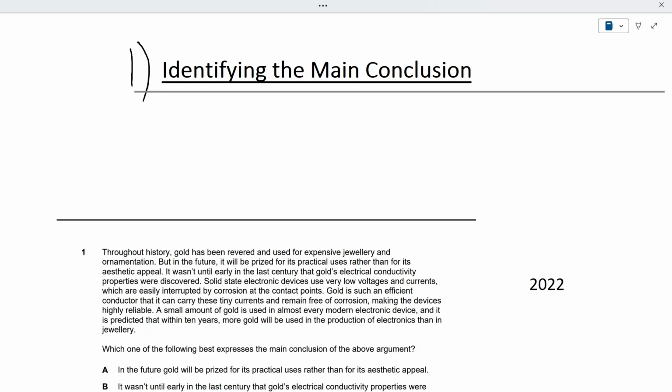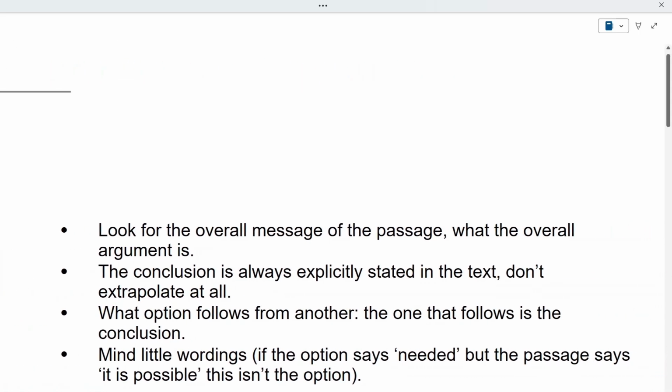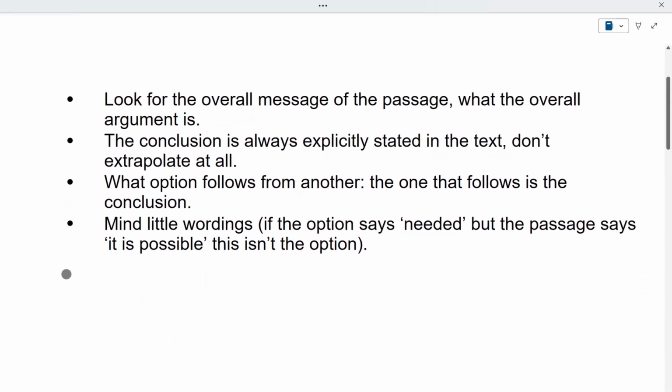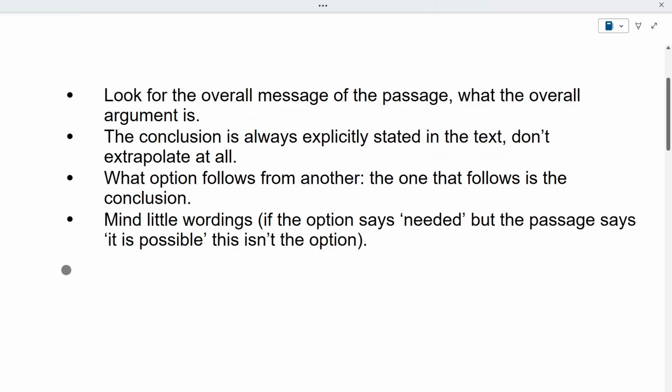That's it, nothing more. And so my 4 biggest tips, first of all, fairly obvious. Look for the overall message of the passage. What is the overall argument? Every sentence in the passage is going to mean something. They all link to one conclusion of the 5 options. All of them link to that one conclusion. A lot of times, most of them will lead to something else, but not all of them. You want to look at what all of the sentences link specifically to.